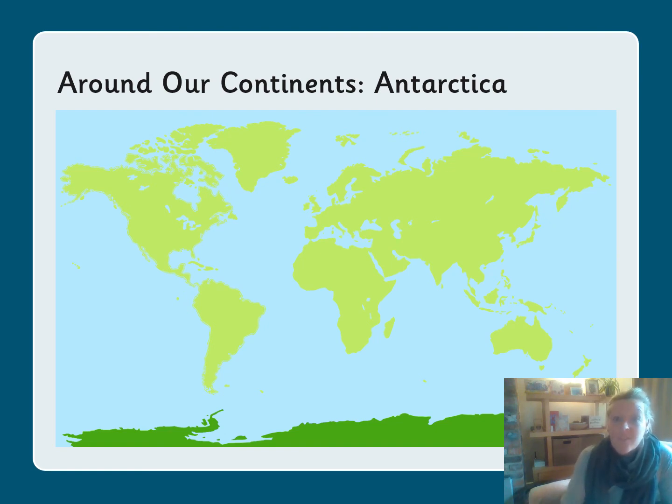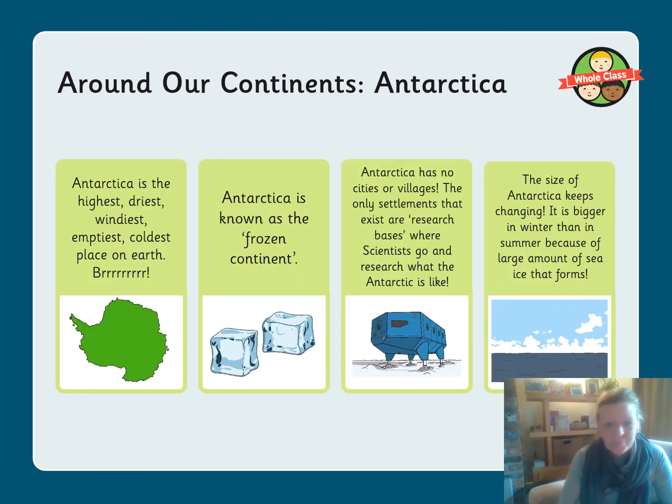Now we go from the very hot to the very cold as we go right down to the southern hemisphere and Antarctica. Antarctica is very cold. It is the highest, driest, windiest, emptiest, coldest place on Earth. Antarctica is known as the frozen continent. It's got no cities or villages, and the only settlements that exist there are for research, where scientists go.